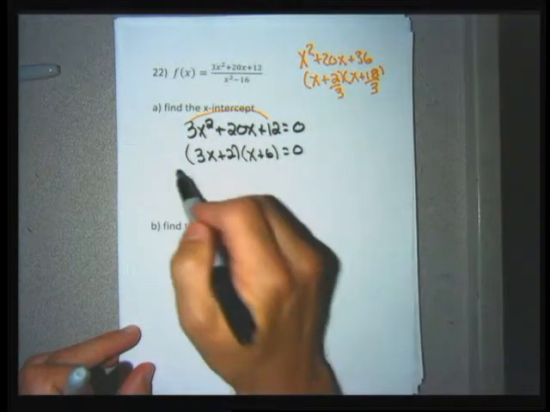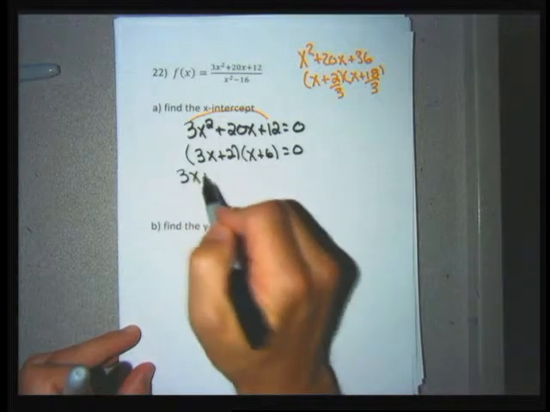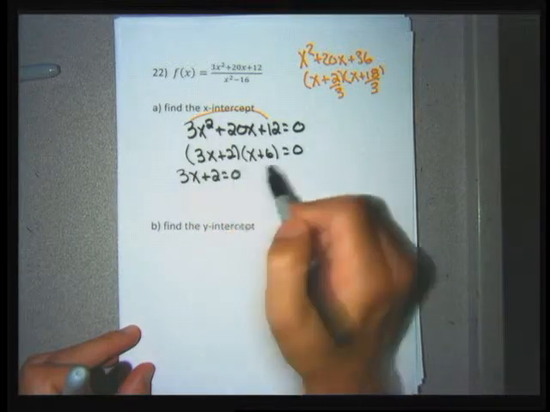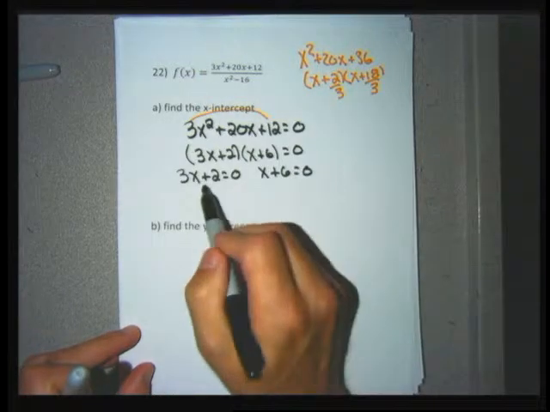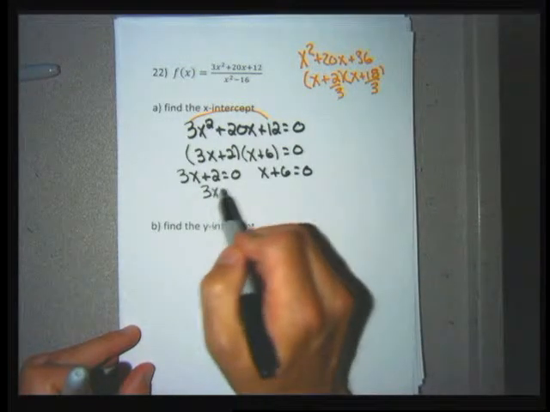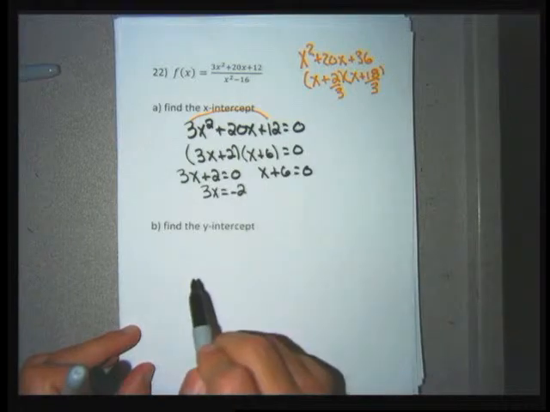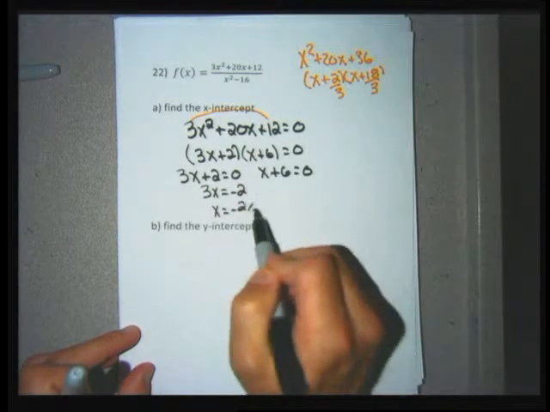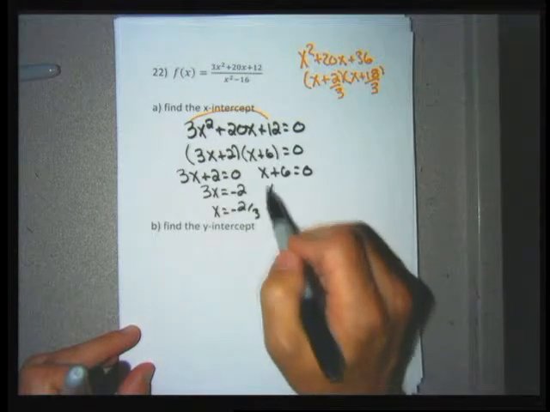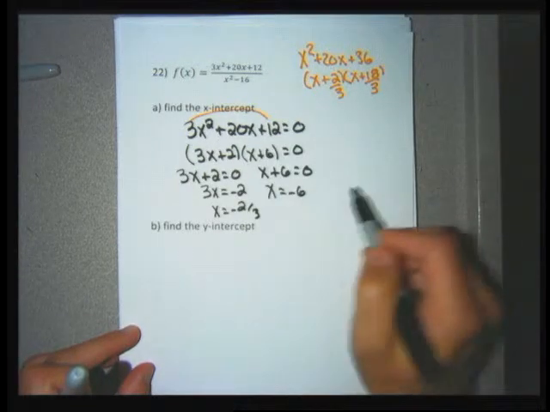Now that I have the problem factored, I'm going to drop off the factors and set each one equal to 0. The 3x plus 2 factor, I subtract 2 from both sides and get 3x equal to minus 2. I divide by 3 on both sides and get x equal to minus 2/3. The x plus 6 factor, I get x equal to negative 6.